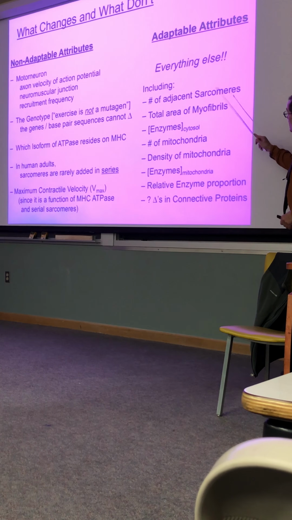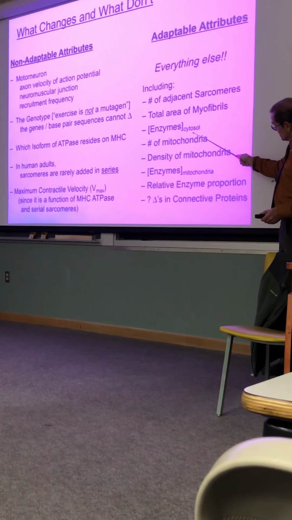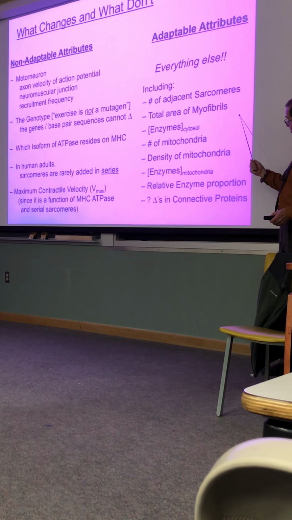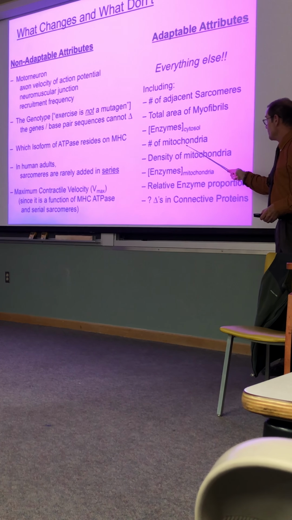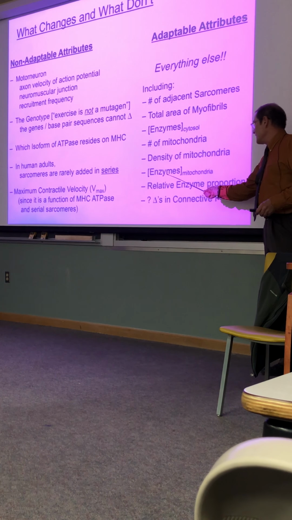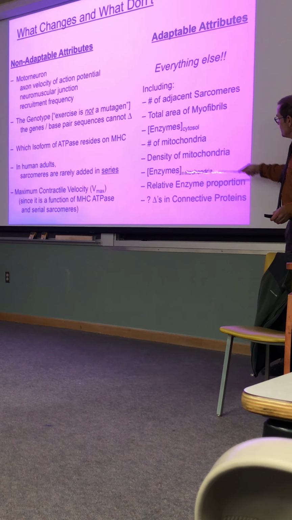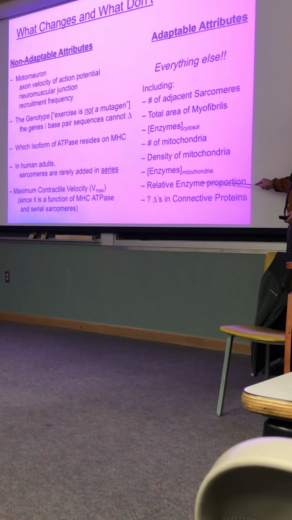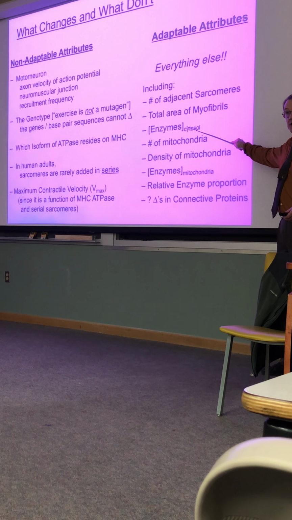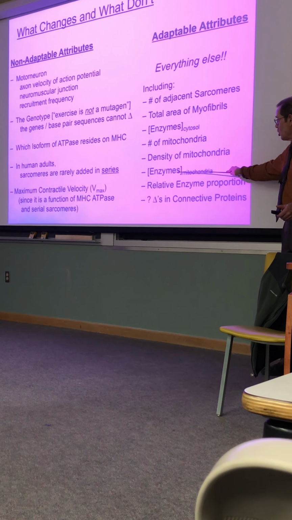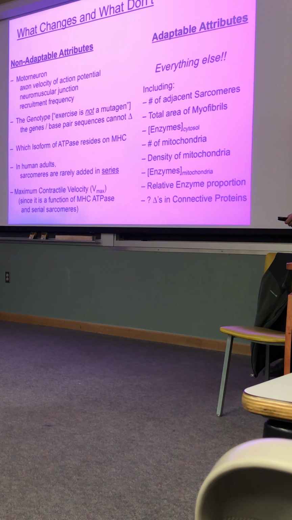Side-by-side sarcomeres, Mary. The total area of myofibrils. The concentration of the enzymes in the cytosol, like lactate dehydrogenase or phosphofructokinase. The total number of mitochondria. The density of mitochondria within each cell. The density of the enzymes of oxidation within the mitochondria. The relative proportion of enzymes, meaning that if someone is doing anaerobic sprint training, they will preferentially add cytosolic enzymes. If someone is doing long distance oxidative training, it will preferentially add mitochondria and mitochondrial enzymes.